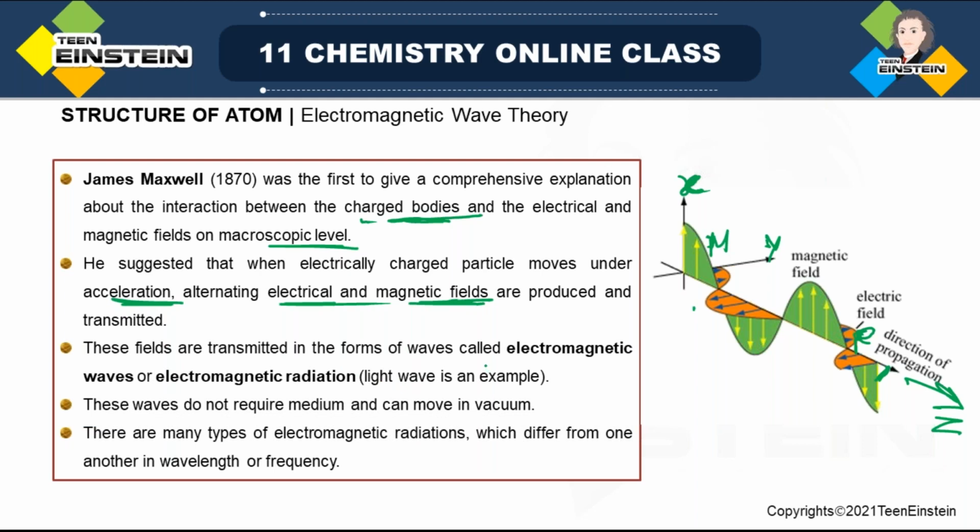These fields are transmitted in the form of waves, which are known as electromagnetic waves or radiation. An example is light wave. Now, unlike a sound wave or a wave in water that we know, these waves, light wave or electromagnetic wave, do not require any medium. They can move in vacuum. This is an important difference from other types of waves, sound wave or wave in water. There are many types of electromagnetic radiation which differ from one another. How do they differ? They differ in wavelength or frequency. Now, what is wavelength? What is frequency? That we have to see now.